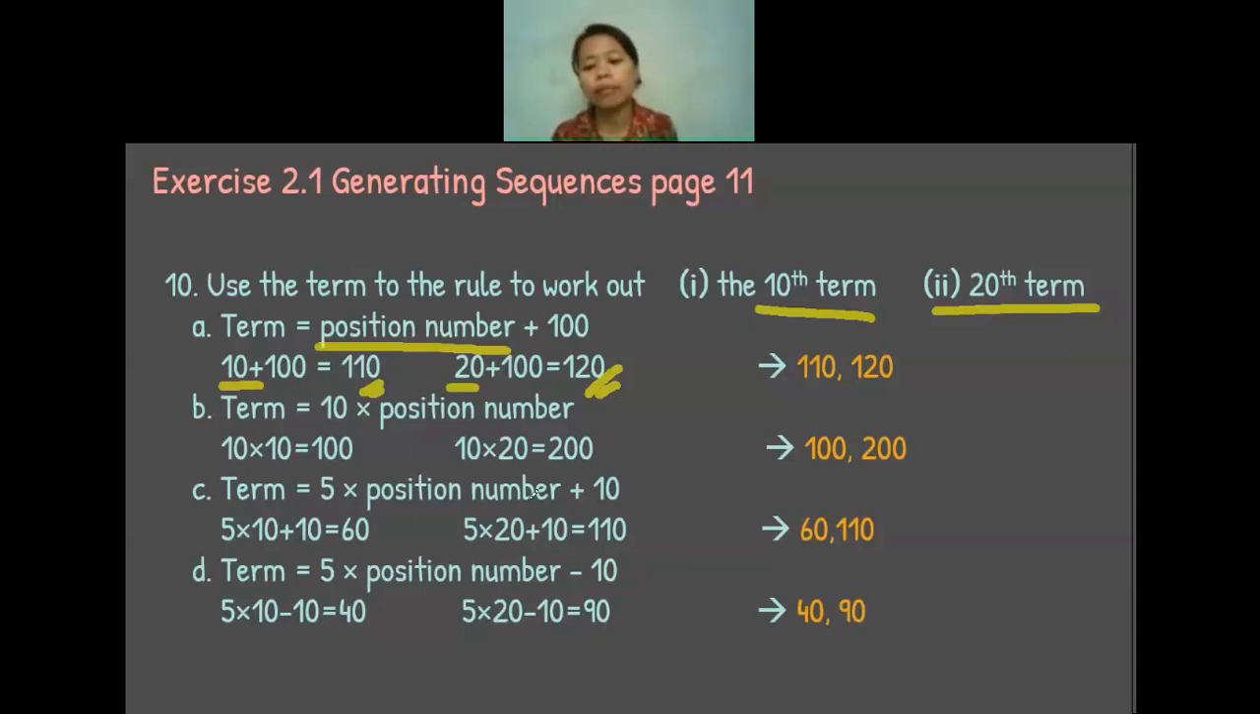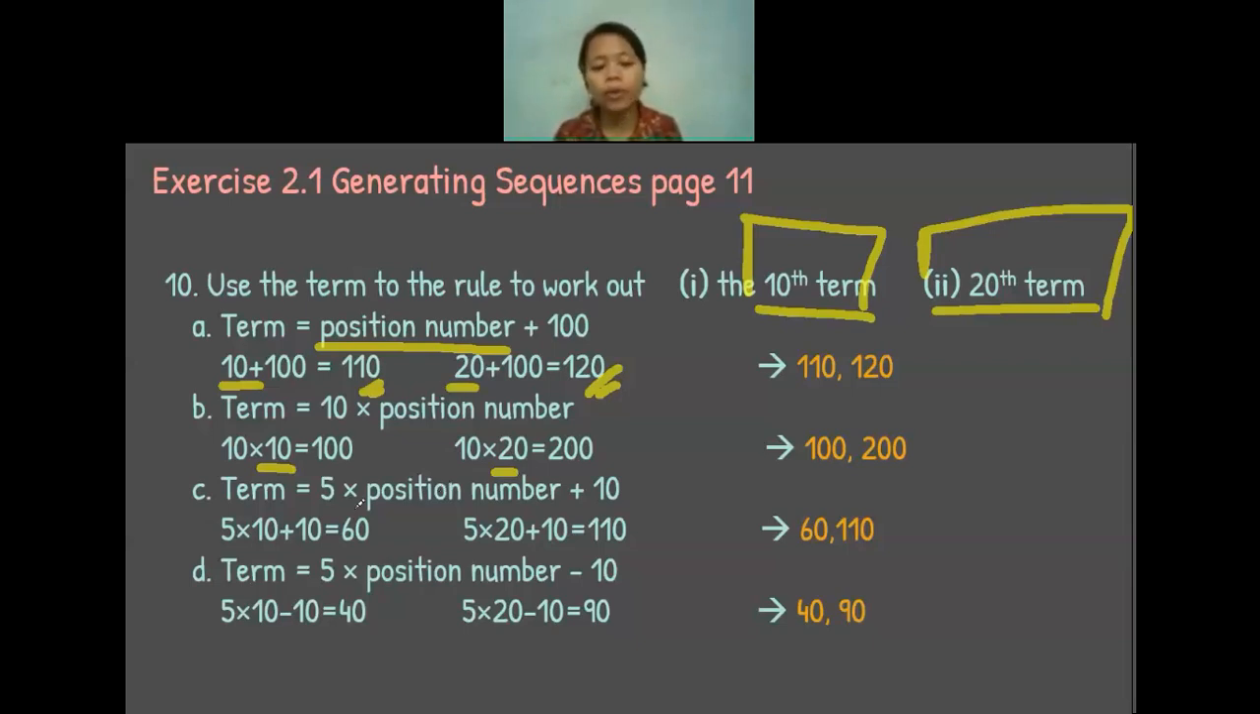10 times position number. So we will use this formula. The position number we will replace with 10 and 20. Why 10 and 20? Because it is only the 10th term and also the 20th term. We don't have to find the first, the second, the third, no need, because the question only asks for the 10th and also the 20th term. So 10 times 10 will equal 100 for the 10th term. And then 10 times 20 will equal 200 for the 20th term. For question C, 5 times position number plus 10.